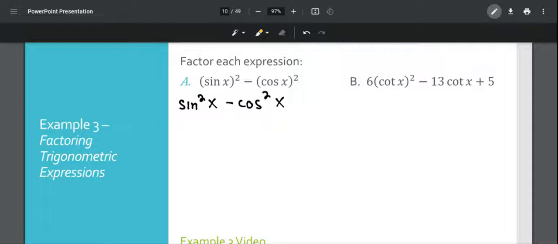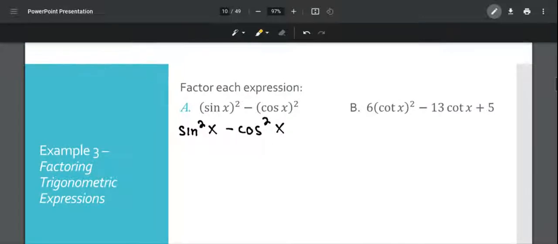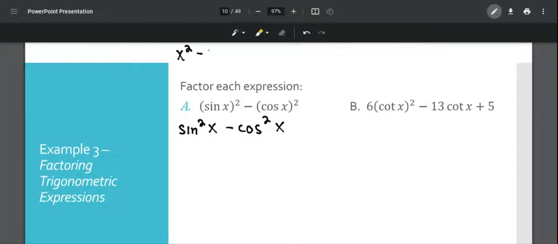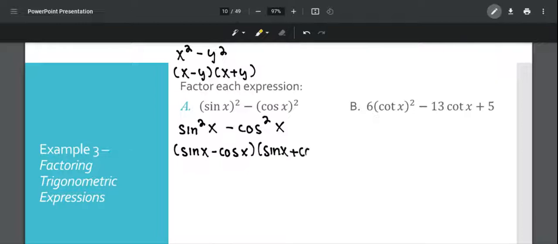So because sine is a perfect square and cosine is a perfect square, we could factor this as a difference of squares. Right, so just that little reminder, if you had x squared minus y squared, that would factor into x minus y and x plus y. So if we have sine squared minus cosine squared, that would factor into sine minus cosine times sine plus cosine. And we're stopping there. We're just working on factoring.